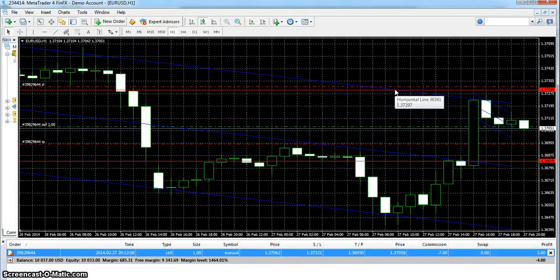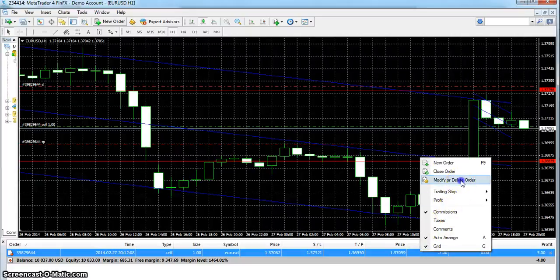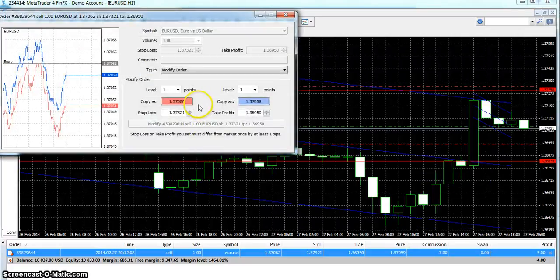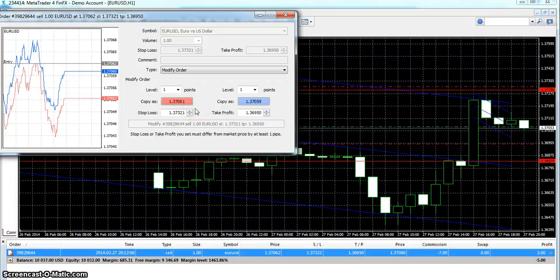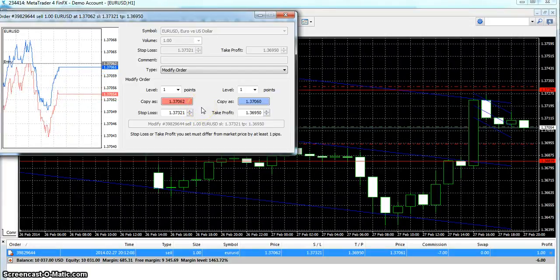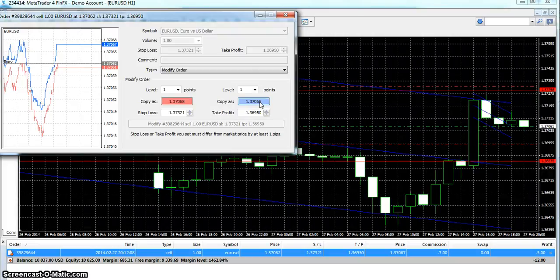Okay. The other way that you can put in your take profit and stop loss is you can right click on your trade and modify, and then right here you have the ability to put in a specific number. So for example, if I wanted 10 pips, I wanted it to make $100, well then I would put my take profit at 10 pips less than what I got in the trade for. So I got in it at 37.06. So right here I'd put my take profit at 36.98.